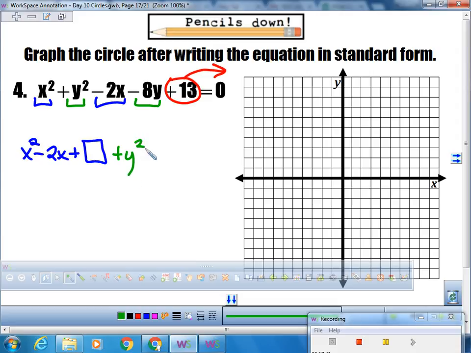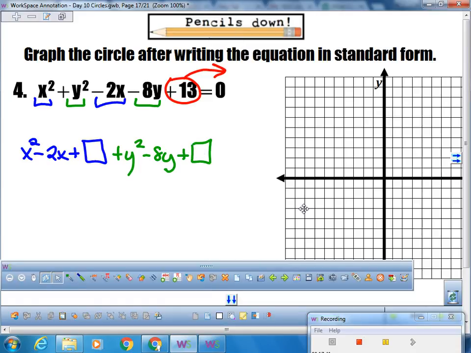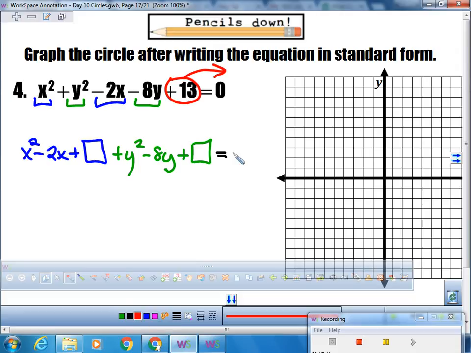Plus y squared minus 8y. I want to complete that square. Correct? Let's move that over. And then on the other side, Bryce, I need the talking to stop. So I have a negative 13 because I moved it over to this side, and I'm going to need to add twice, right? I have two squares over here that I'm going to complete, so I better make sure that I add it on the other side as well.